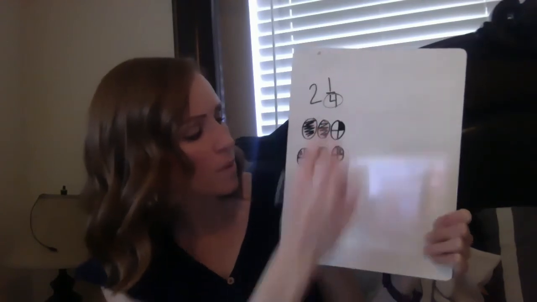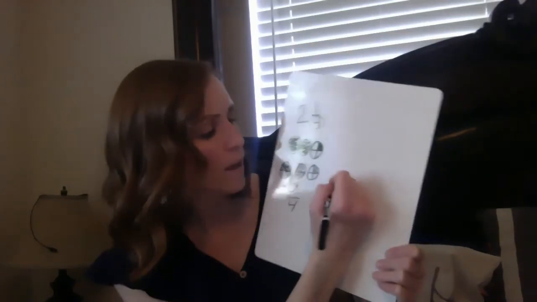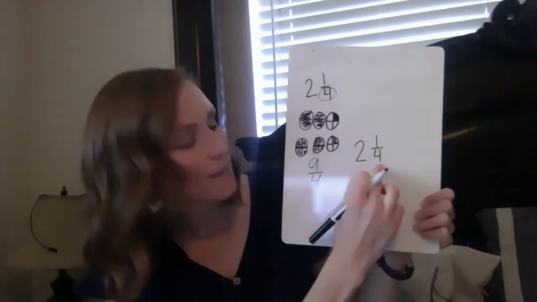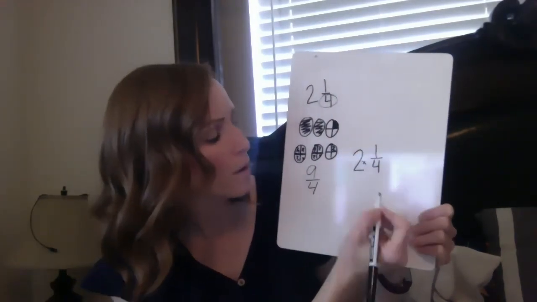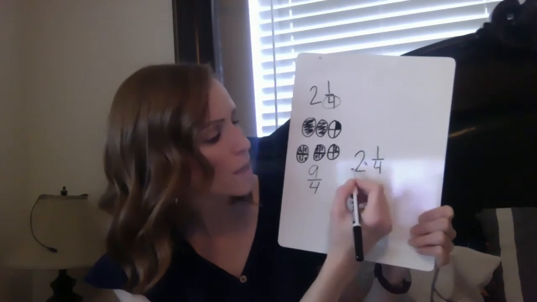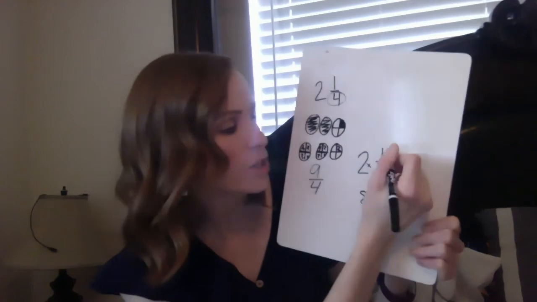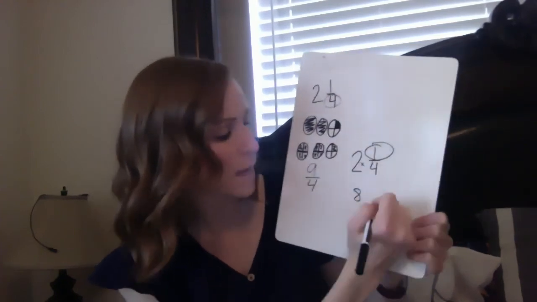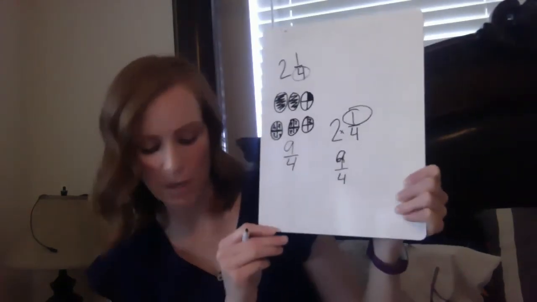And another way to do this without drawing pictures is we know that we change an improper fraction into a mixed number by dividing. We actually do this by multiplying. So if I have 2 1/4, what you do is you take your denominator, you multiply it by your whole number. So 4 times 2 equals 8. Then you take that 8 and you actually add the numerator. 8 plus 1 is 9. And you have 9/4. And that is how you do it without drawing pictures.